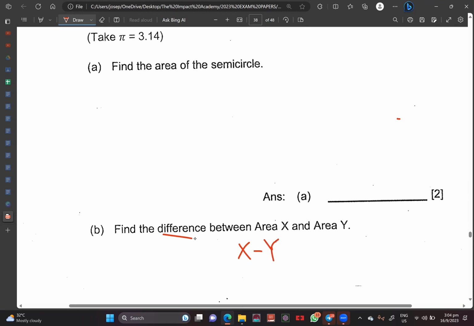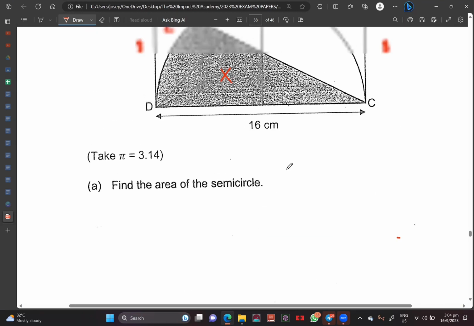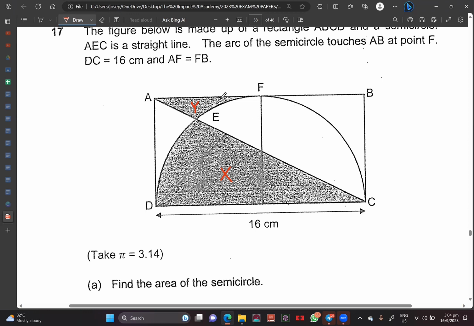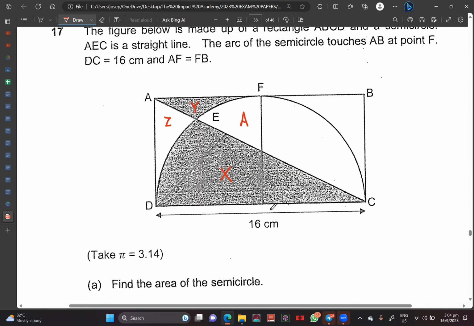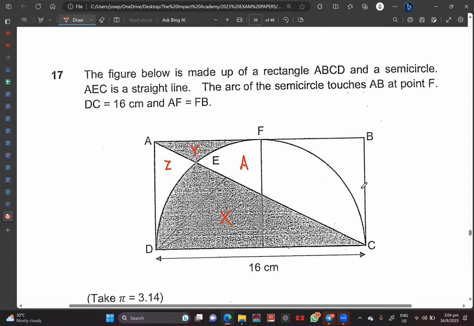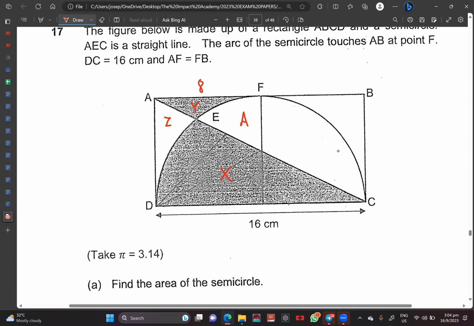Am I making sense here? It means X minus Y. So what I want to do first is, of course, find out whatever I can find first. Let's call this Z, let's call this A. I'll see whether I need them. Since they're all here, I'm just going to look at square AFD. Anyways, what I'm going to do is write down the measurements. So this is 8 cm. This is 8 cm, correct?